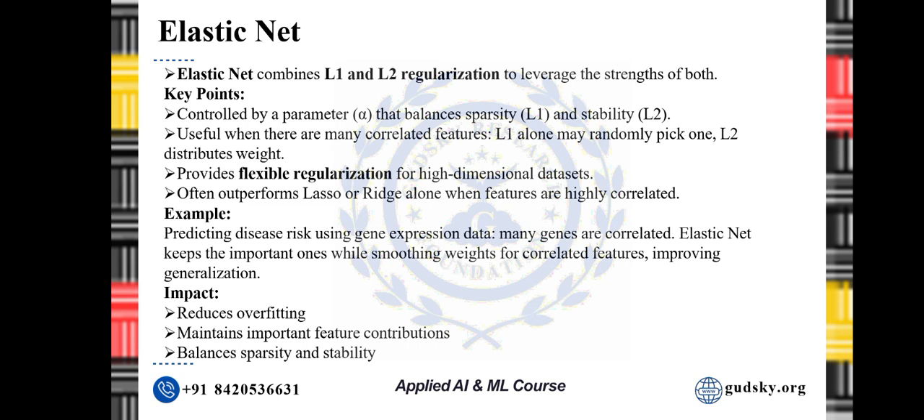So for example, imagine predicting disease risk using hundreds of gene expression features. Many genes are correlated. L1 might drop some at random, but elastic net keeps them in balance, improving generalization. So here the takeaway is: elastic net equals a balance between L1 feature selection and L2 stability. It's widely used in data science competitions and real world ML pipelines.